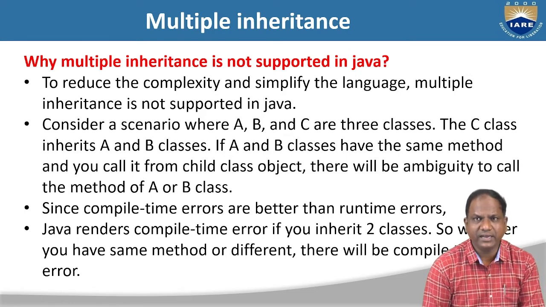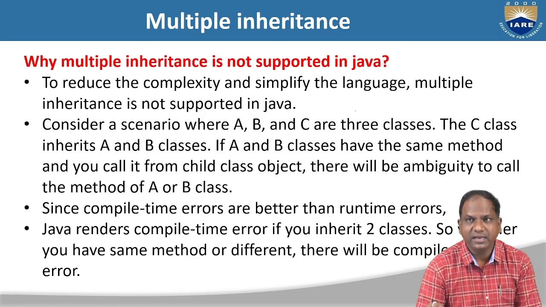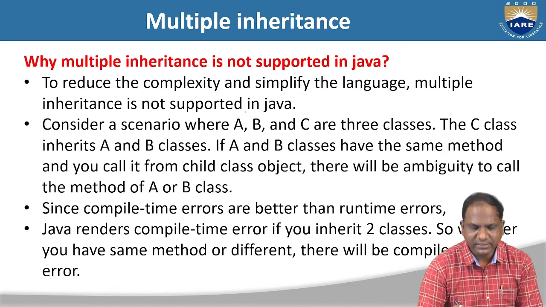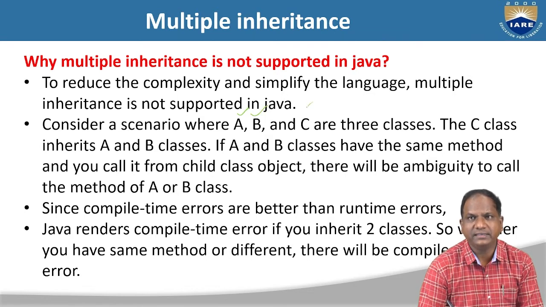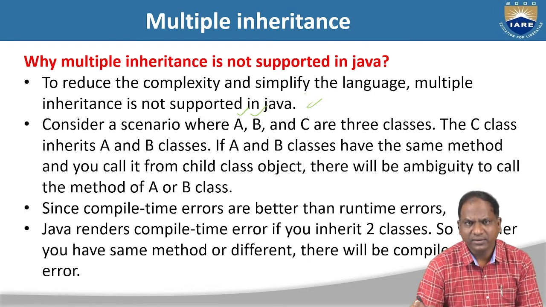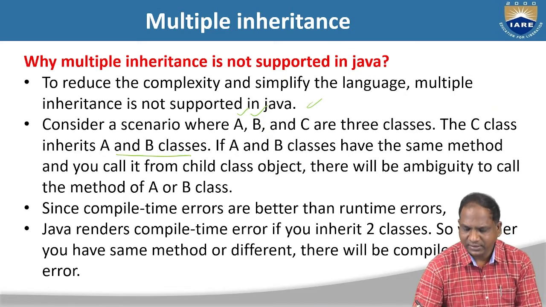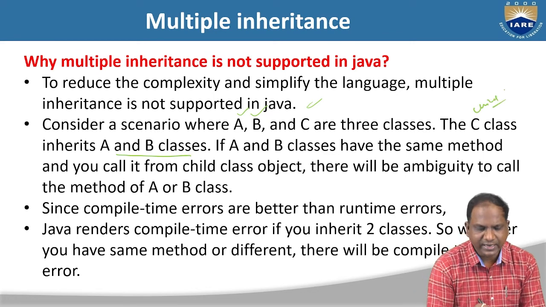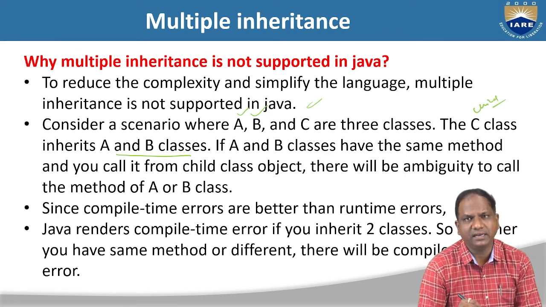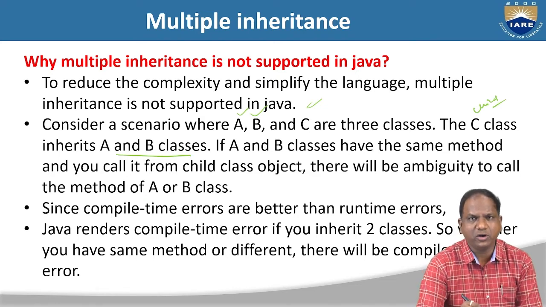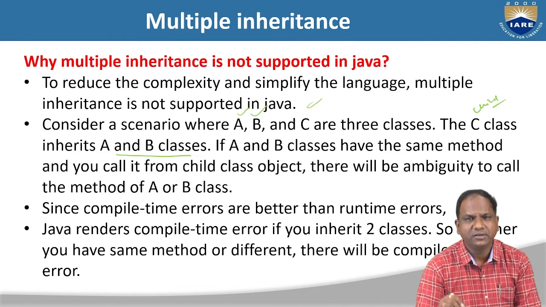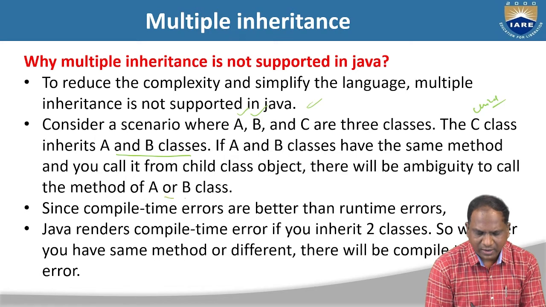So consider a scenario where A, B and C are three classes. The first class is A, the second class is B and the third class is C. Now the C class inherits the A and B classes, meaning that C will be the child class, and A and B are the parent classes. So if the A and B classes have the same method name that you call from the child class object, then there will be ambiguity about which particular method of the A or B class to call.